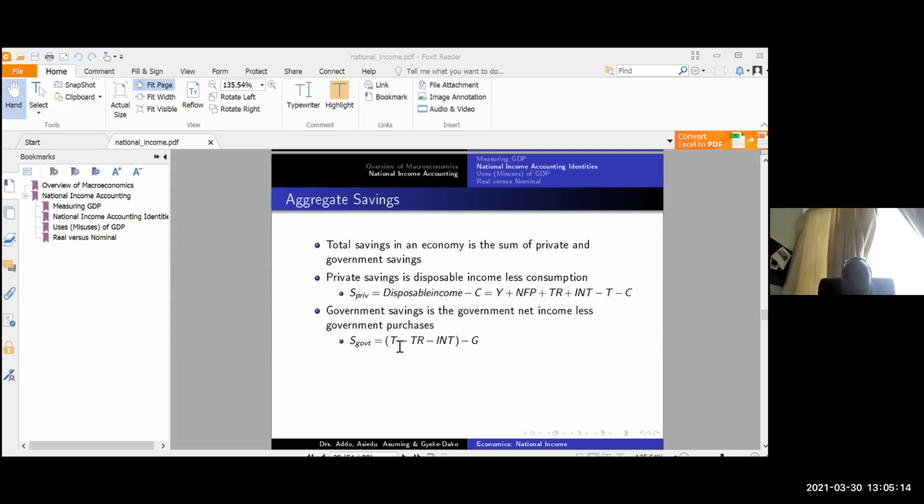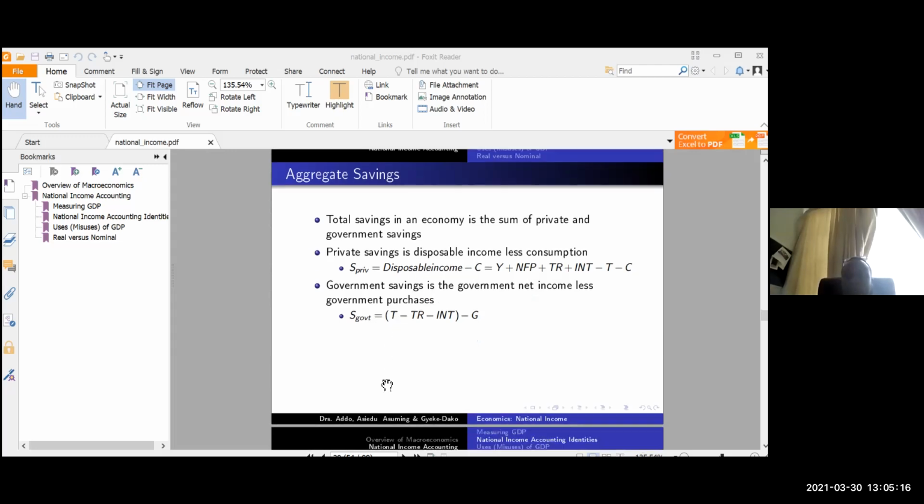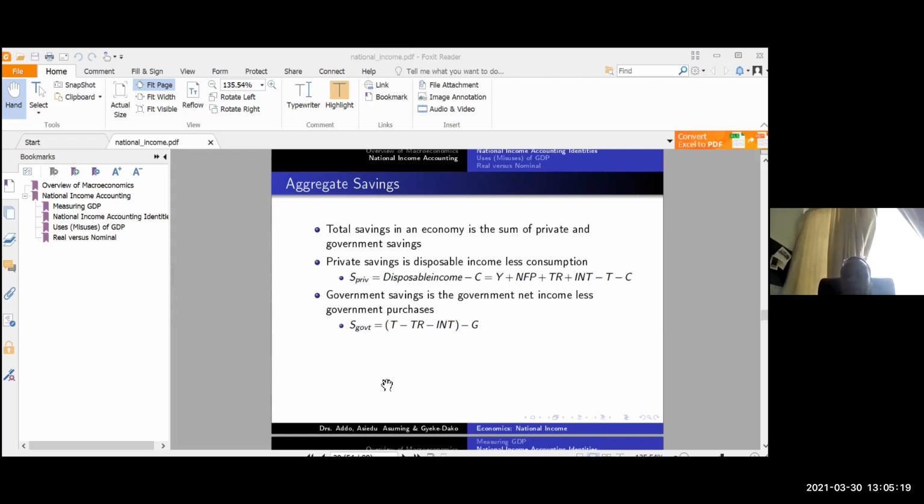So T here will be the tax revenues government is earning, minus, if government is giving the private sector some transfer payments, like child support, family support, then you net it out. If government is paying any interest on some investments, then you take it out, and then you take out the government purchases. Expenditure on roads, expenditure on hospitals.